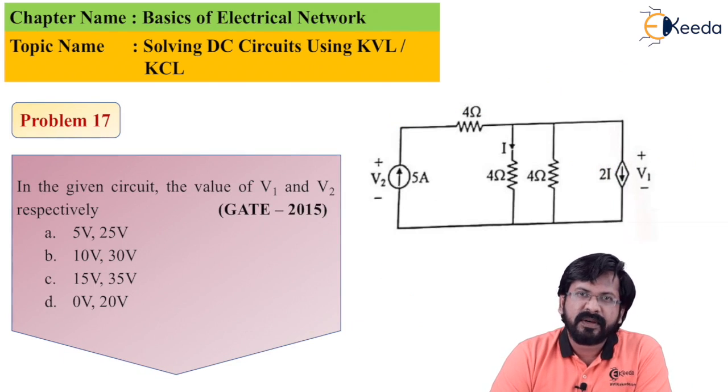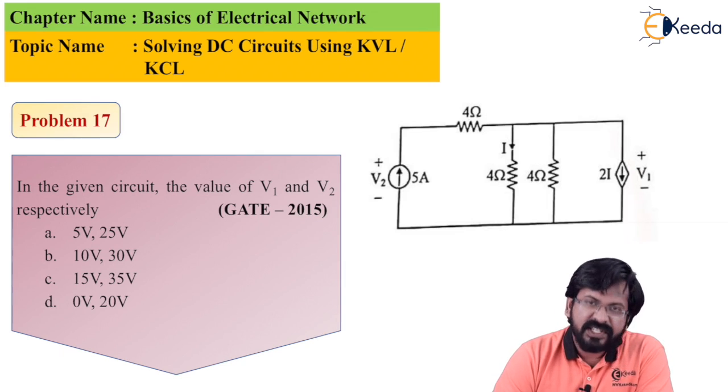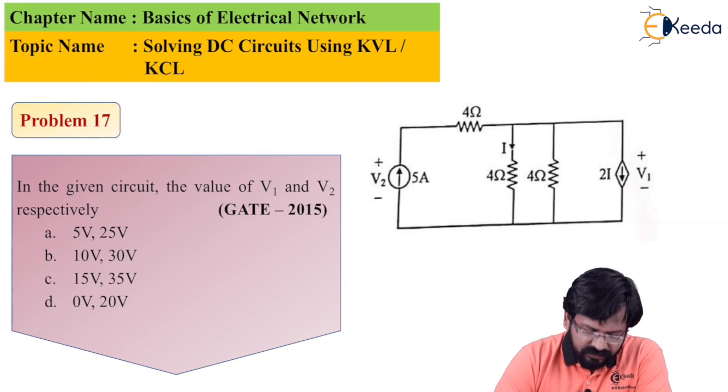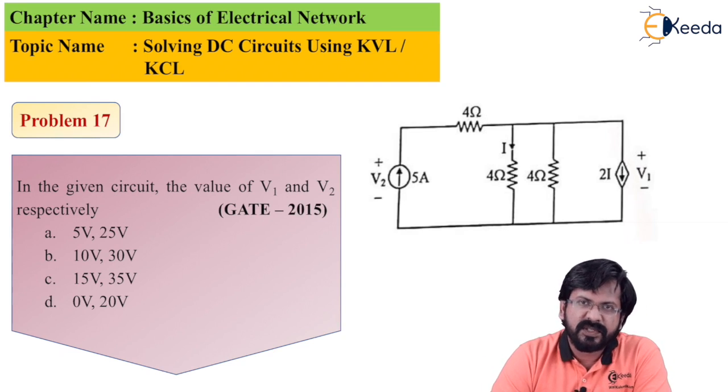Let us start with problem number 17. In the given circuit, find the values of V1 and V2, and options are given. So let us solve this problem.